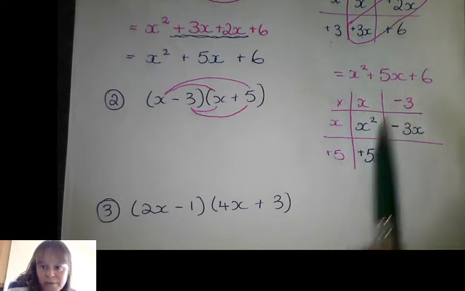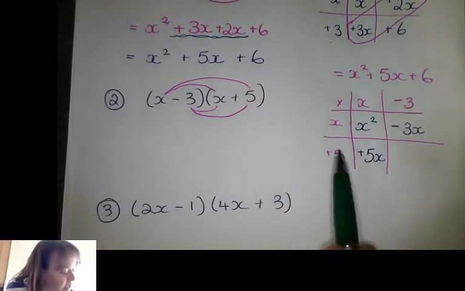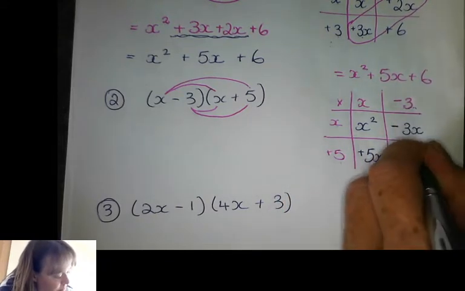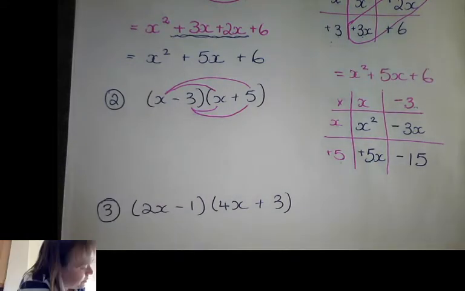And lastly, in this box here, don't forget I'm multiplying. This is where people give up and tend to add. So +5 multiplied by -3. Positive times negative is a negative. 5 times 3, 15.